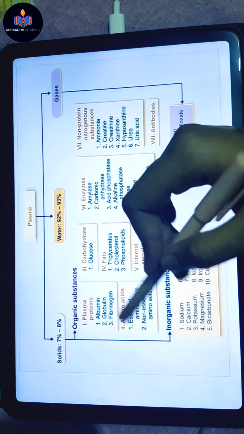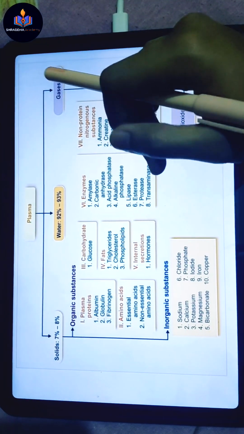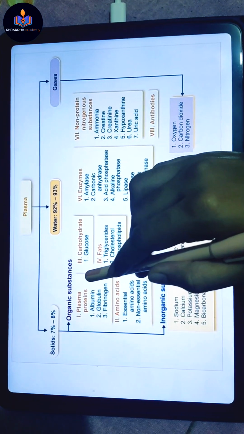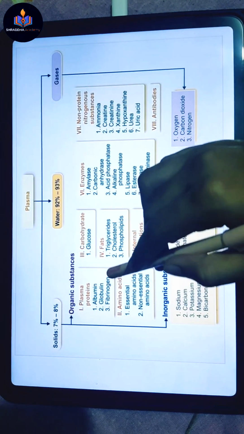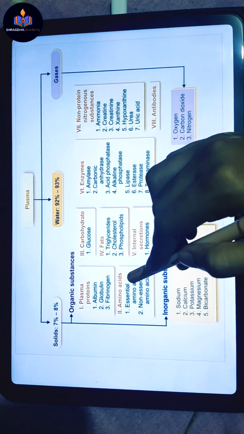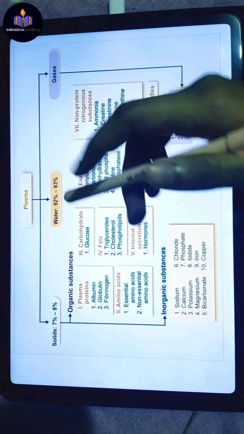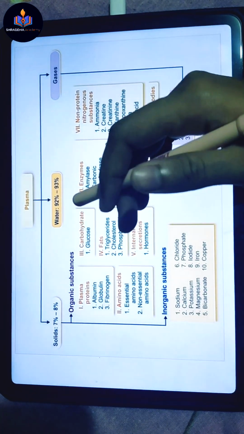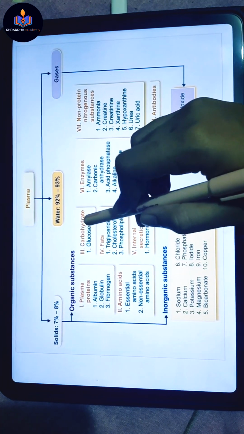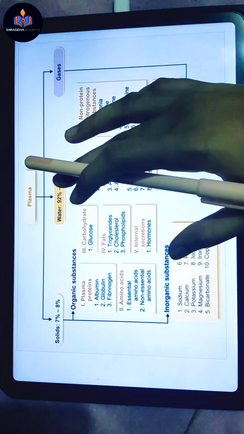The plasma protein details are not asked this deeply, but I am telling you for general knowledge. Plasma proteins are albumin, globulin, and fibrinogen. Amino acids are essential and non-essential. Essential amino acids are those which cannot be formed in the body, for example lysine. Non-essential amino acids are those which can be formed in the body. In carbohydrate it is glucose. Glucose is very important in the body. Due to sugar, our body will be activated.